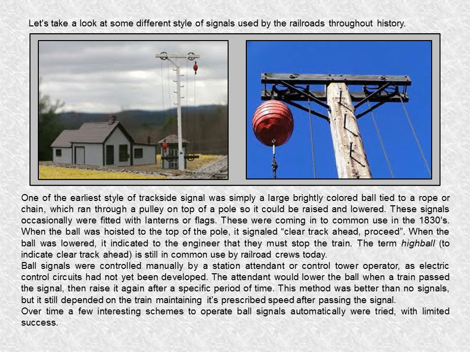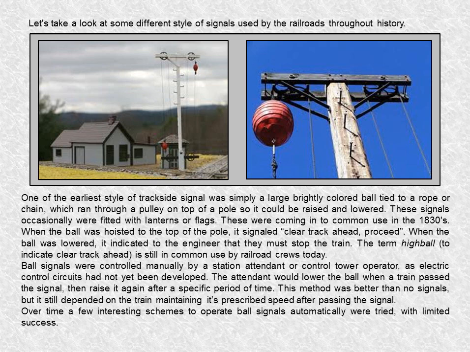When the ball was hoisted to the top of the pole, it signaled "clear track ahead, proceed." When the ball was lowered, it indicated to the engineer that they must stop the train. The term highball to indicate clear track ahead is still in common use by railroad crews today.